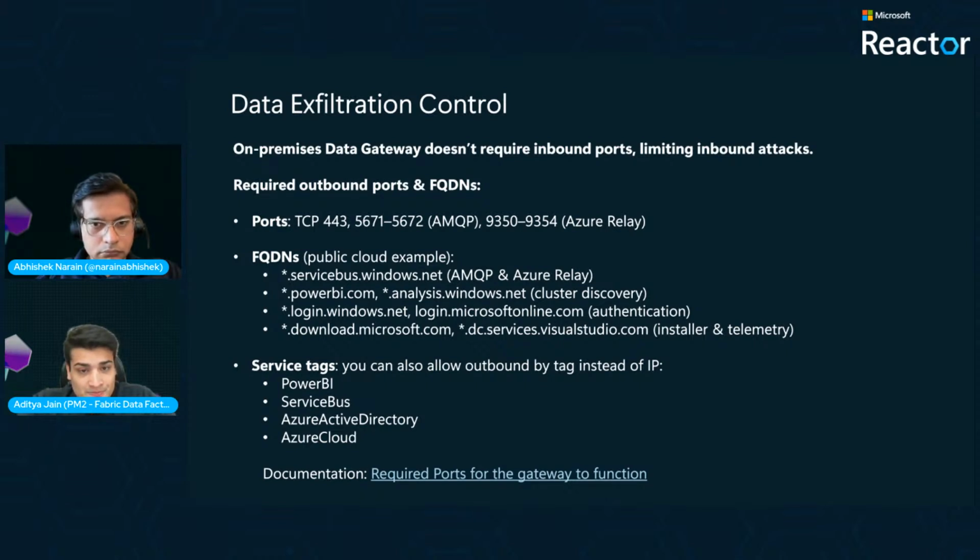So you can use this built-in network service tags as well, as shown in the slide here. The last four: Power BI, Service Bus, Azure Active Directory, and Azure Cloud, to allow outbound ports by just using the service tags instead of IP addresses.